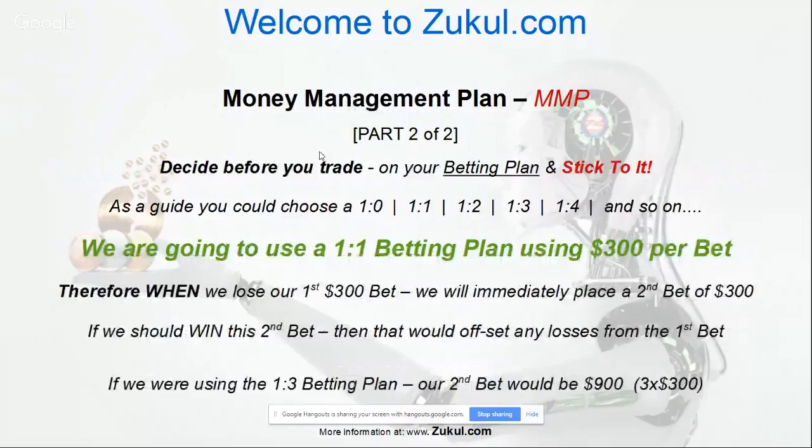So part two: how much are we going to bet each time, and if we do lose, what are we then going to do about it? Today we're going to do a one-for-one betting plan, which means we place one bet, and if we win that bet, brilliant. But if we lose it, we bet the same amount again immediately straight afterwards.